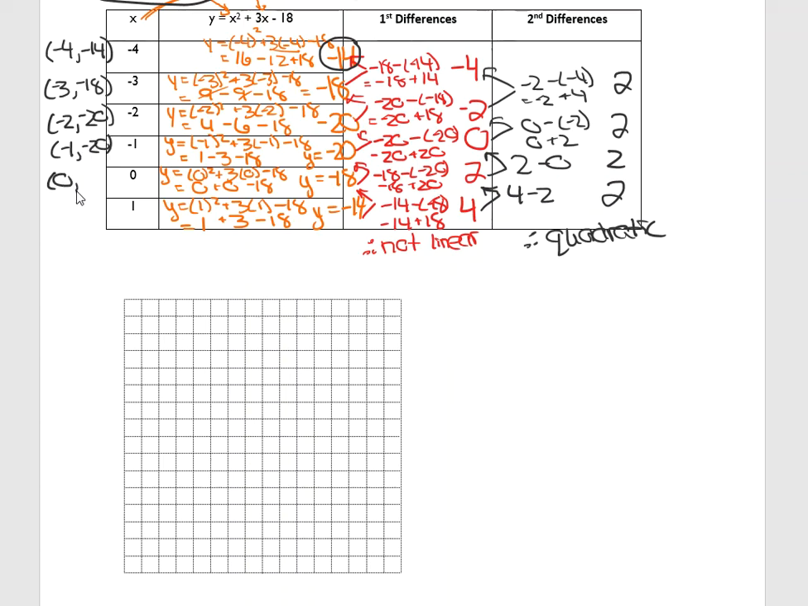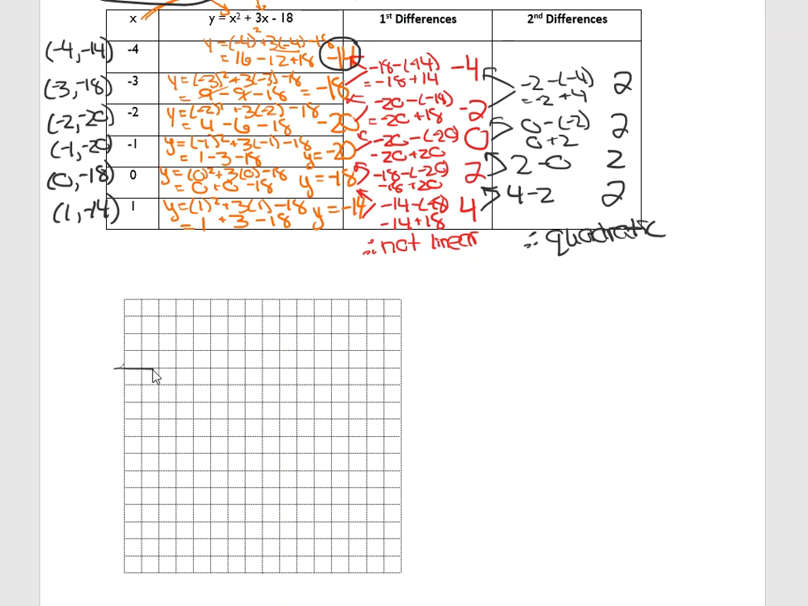0, this will be my y-intercept, right? 0, because I've got an x value of 0: 0, -18, that's my y-intercept right there. And then 1 and -14. So those are all some pretty big negative numbers, which means when I draw my x-axis, I'm going to draw my x-axis up a little higher here. It's hard for me to draw on this tablet, but we'll see how it goes here.